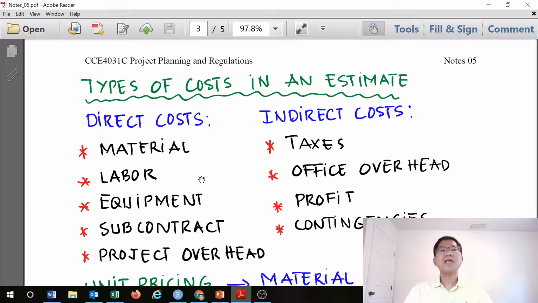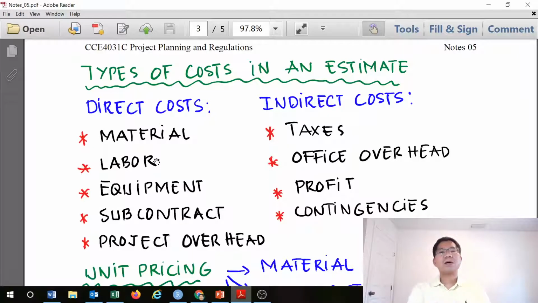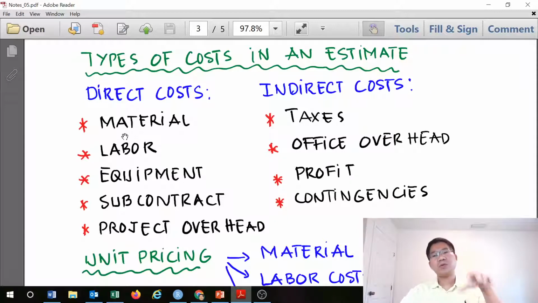type of cost is in an estimate. So basically, for the cost, we can classify it into two: the first is direct cost and the second is indirect cost. What constitutes direct costs? The first is the material, for sure, the material that you use, drywall, roofing, etc. for the project, that will be direct cost. Labor, we need people to do the work.